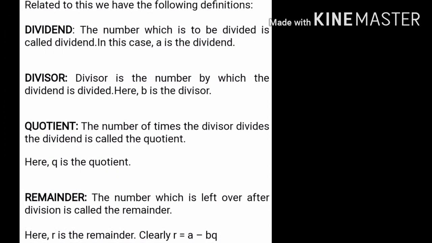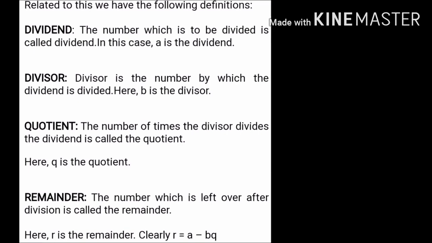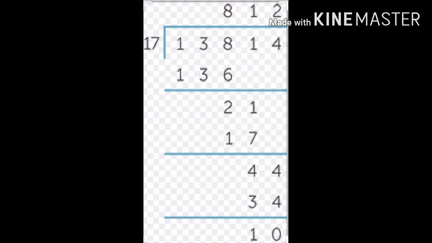Now before starting the problems of division, let's recap a few definitions. What is dividend? The number which is to be divided is called dividend. What is divisor? Divisor is the number by which dividend is divided. What is quotient? The number of times the divisor divides is called quotient. And what is remainder? The number which is left over after division is called remainder. How do we find the remainder? Remainder is equal to dividend minus divisor into quotient. Right?